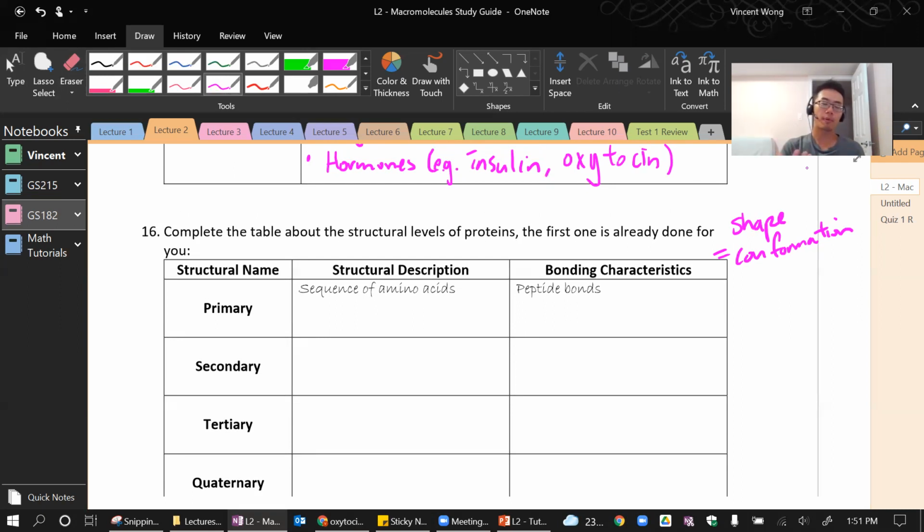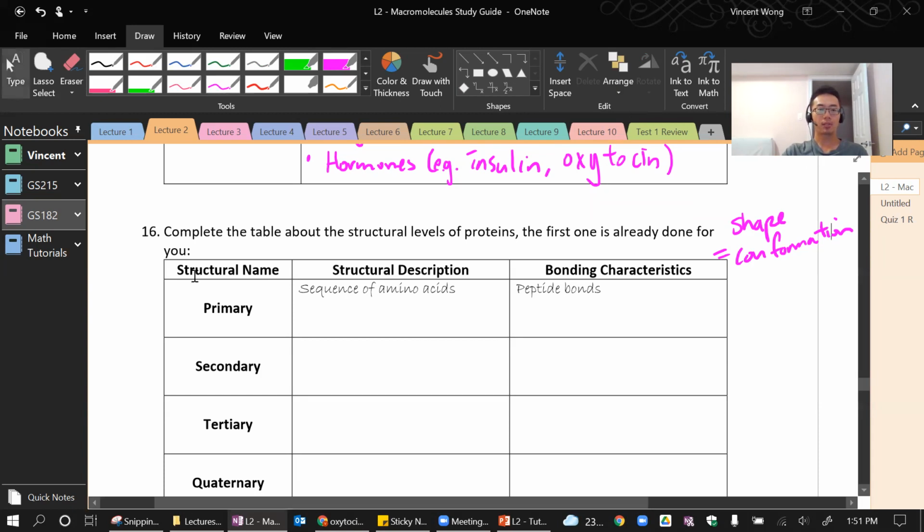And what determines the shape of a protein is embedded within four levels of structures. For some proteins, it's only three levels. So let's talk about what that means.